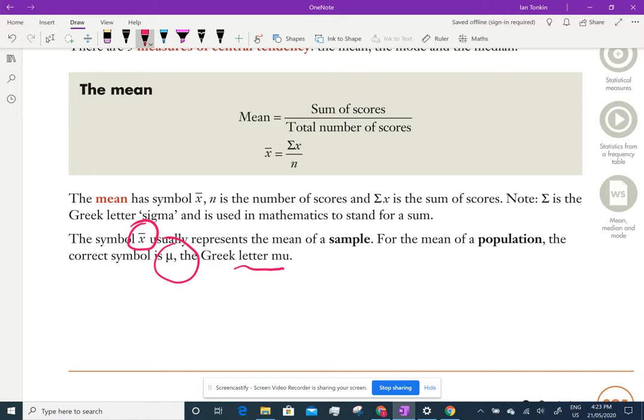We also use the Greek letter sigma, and remember the Greek letter sigma just means sum: add up all the x's, add up the f column, add up the f of x column.